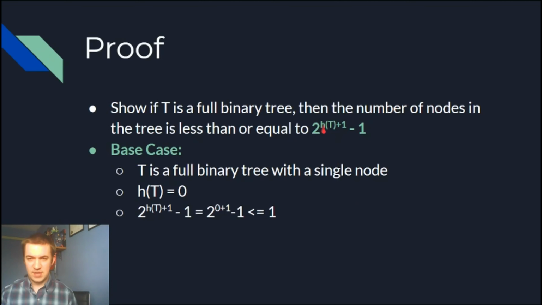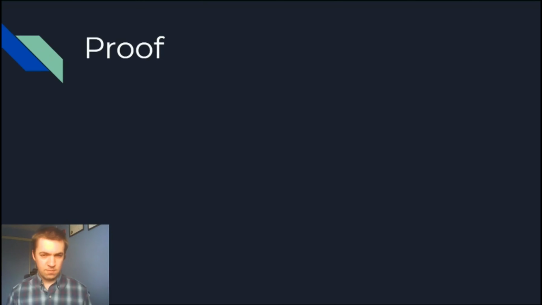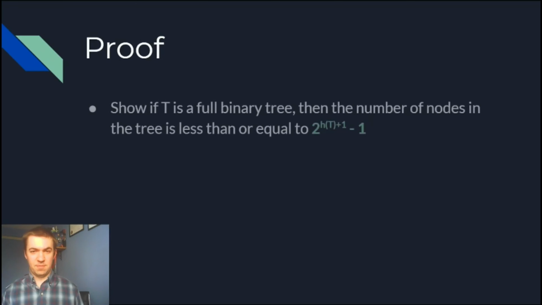And so if we plug that into our formula, we have 2 to the power of 0, because the height of that tree is 0, plus 1, minus 1. Well, that means it's 2 to the 1, so that's 2, minus 1, which is 1, and that is less than or equal to 1. Sweet, we've got it done. So that was the simple part. Now let's move on to the next step, where we're going to do our induction.